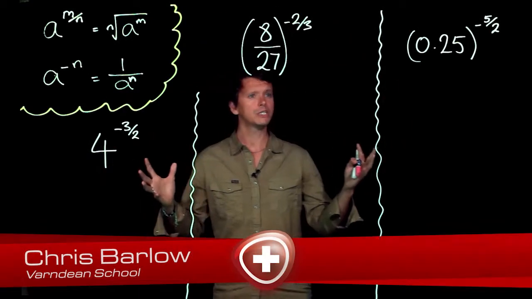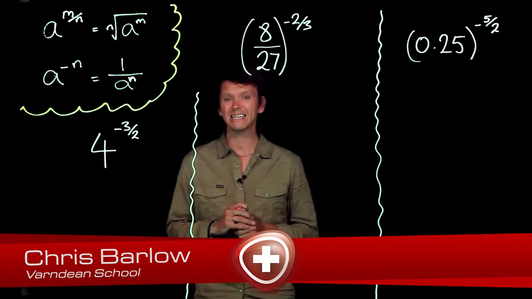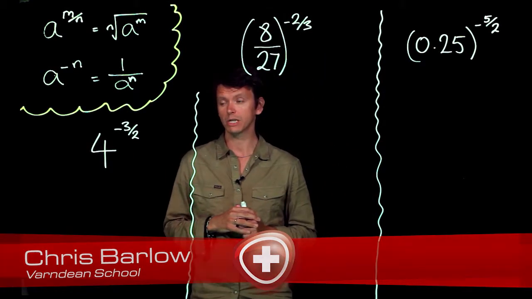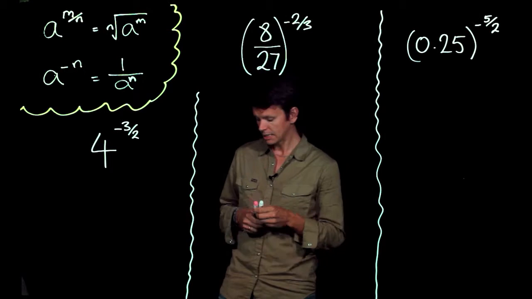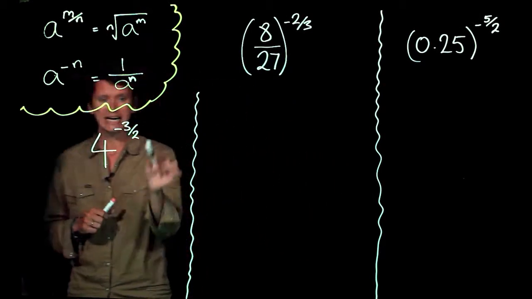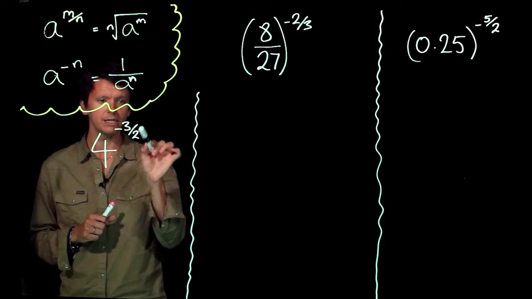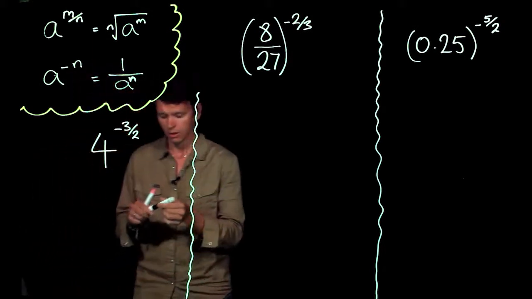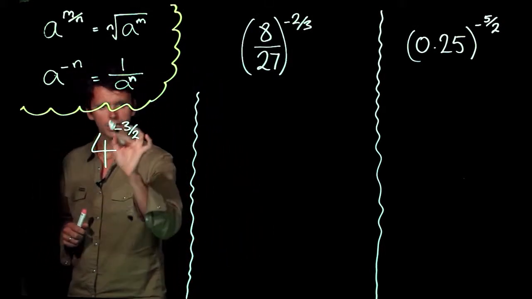Okay, we've got a few questions here which are going to pull in all of the rules of indices that we've been using in previous videos. Let's have a look at this one first. 4 raised to the power of negative 3 over 2. Well, how are we going to deal with this?